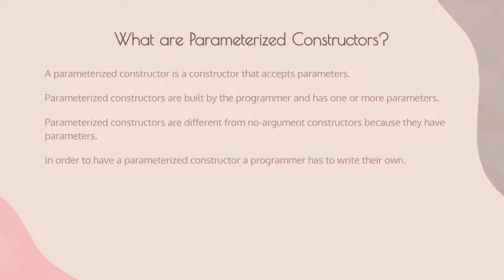What are parameterized constructors? A parameterized constructor is a constructor that accepts parameters. Parameterized constructors are built by the programmer and have one or more parameters. Parameterized constructors are different from no-argument constructors because they have parameters. In order to have a parameterized constructor, a programmer has to write their own.